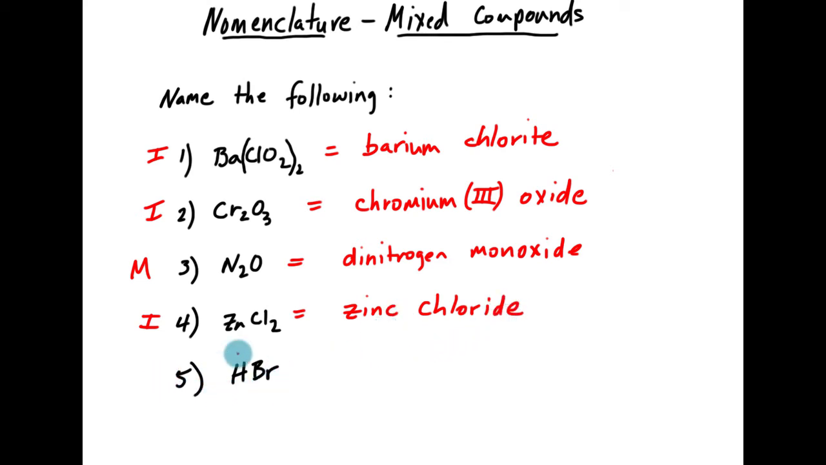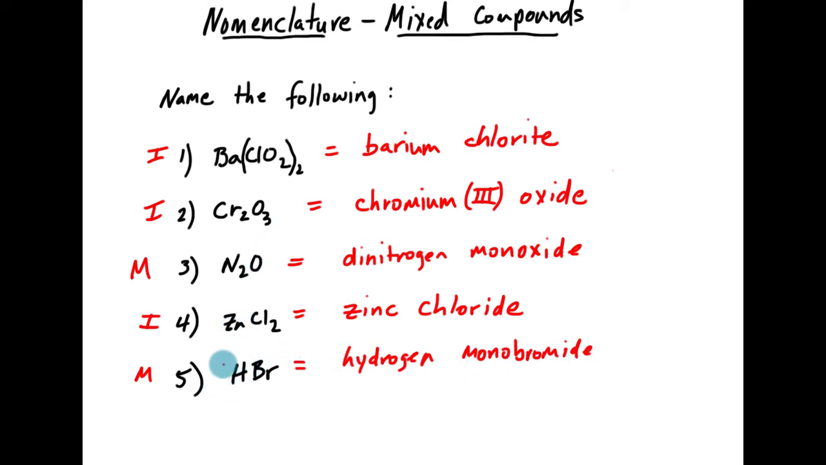Alright, the last one, if I follow my rules, it's 2 nonmetals, so I'm not going to use my ionic rules for naming. Okay, I could think of this as a molecule, 2 nonmetals. So what I would do is I'd say hydrogen, and I would call this hydrogen monobromide. So the technical name here would be hydrogen monobromide if I were to treat that as a molecule.